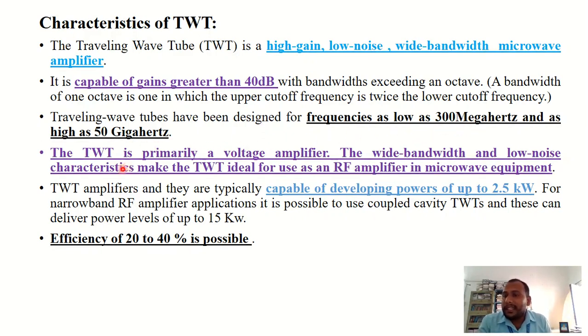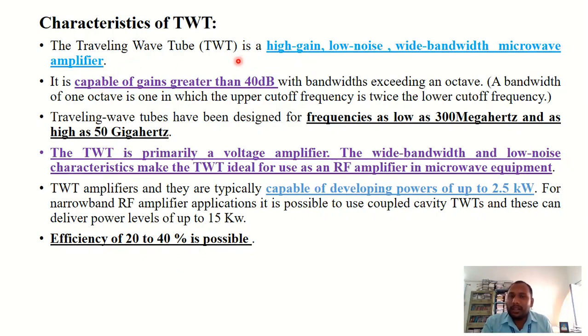Initially the traveling wave tube was used as a voltage amplifier, but due to its wideband and low noise characteristics, nowadays it is used as an RF amplifier in microwave equipment. Next, it is capable of developing power up to 2 kilowatt. And lastly, the efficiency of the traveling wave tube can be 20 to 40%. So these are the main characteristics of the traveling wave tube.